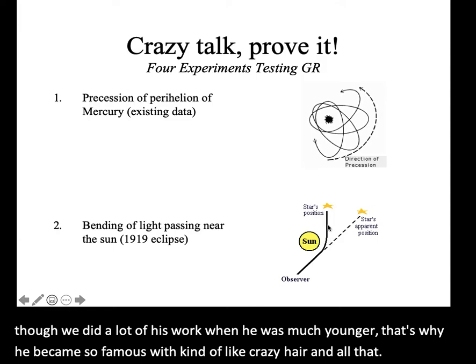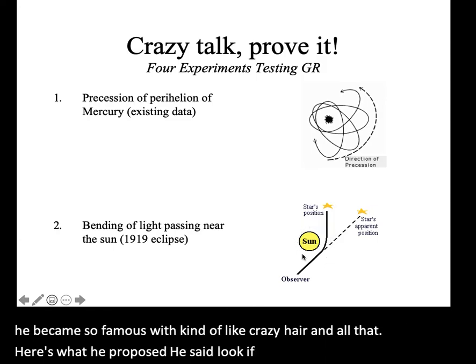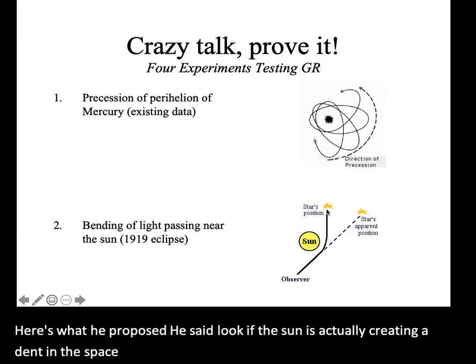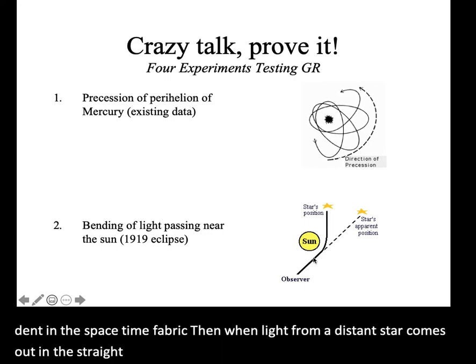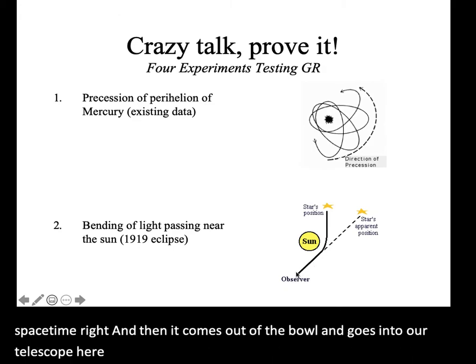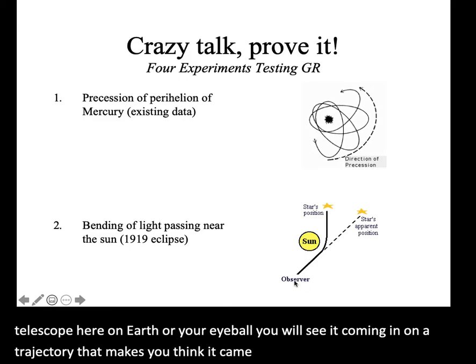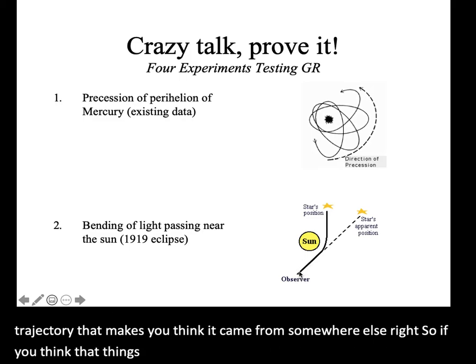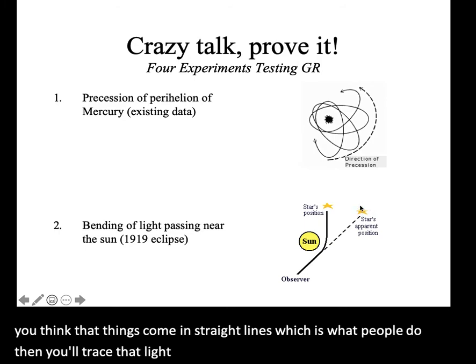Here's what he proposed. He said, look, if the sun is actually creating a dent in the space-time fabric, then when light from a distant star comes out in a straight line, it will actually get diverted by that curved space-time, right? And then when it comes out of the bowl and goes into our telescope here on Earth or your eyeball, you will see it coming in on a trajectory that makes you think it came from somewhere else, right? So if you think that things come in straight lines, which is what people do, then you'll trace that light backwards and you'll see the star in the wrong place.